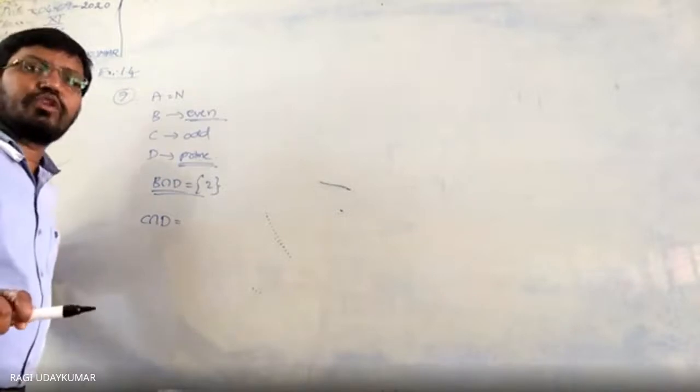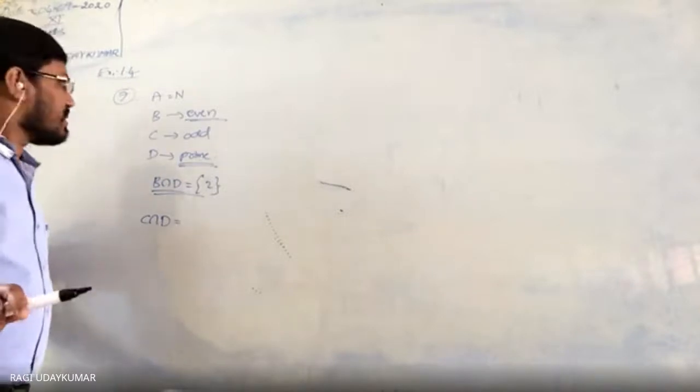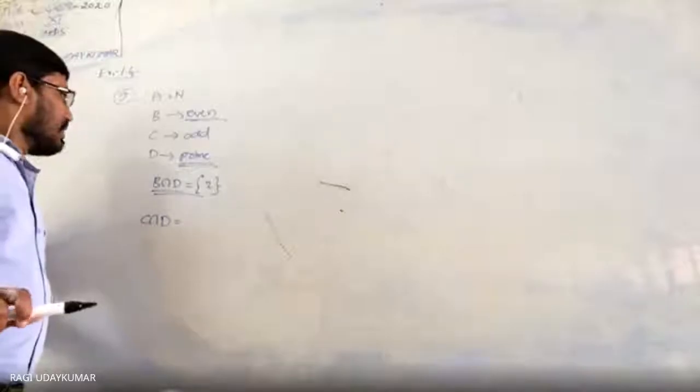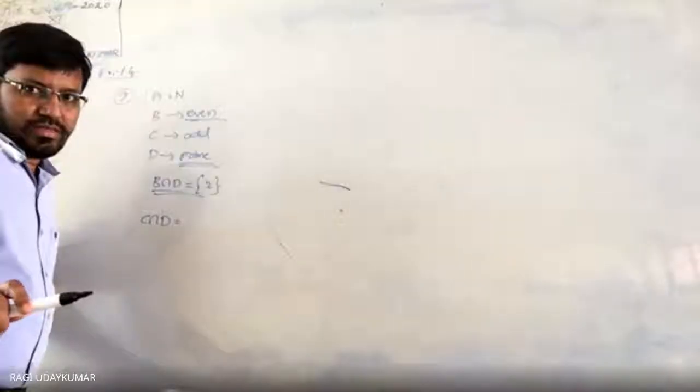All the prime numbers except 2. C is a what? Odd numbers. D is a what? Prime numbers.